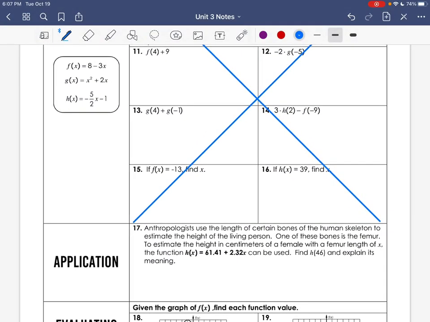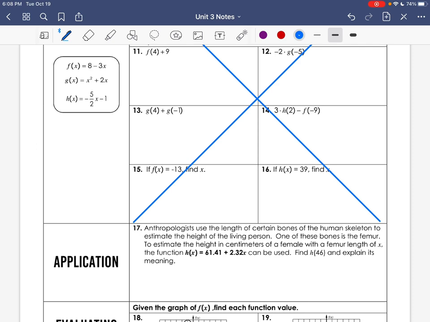So anthropologists use the length of certain bones of the human skeleton to estimate the height of the living individual. And just in case you want to know, that's going to be the femur. The femur is your thigh bone from your knee to your hip. One of these bones is the femur. So I should have waited a minute and it told you that.